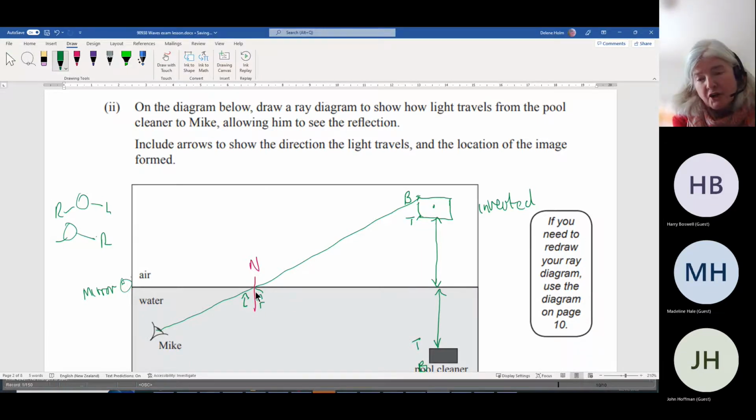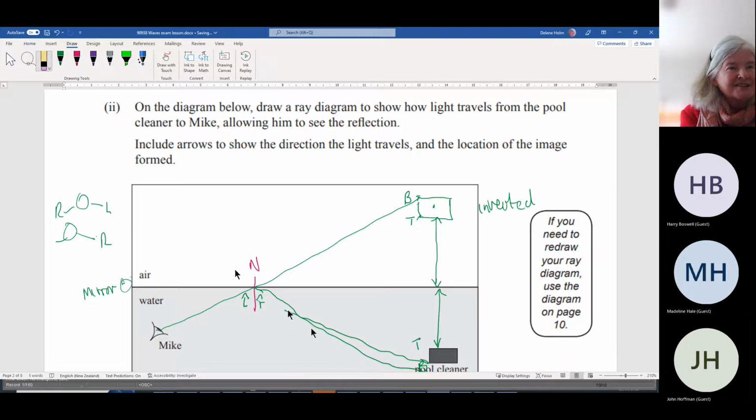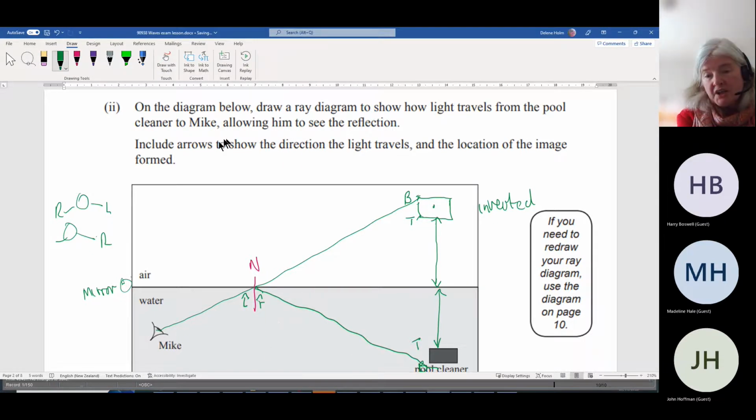And now, hopefully not, I have not got a ruler, okay? So I'm just going to, it's supposed to go to that corner, sorry. That looks terrible. Let me try one more time. So that's the way it goes, but I won't get anything yet because I didn't draw arrows. So draw arrows, and it goes the other way, sorry. Remember, it's always got to be the direction of the light traveling. So it's going from the pool cleaner to the person's eye. Okay. So this is the image.